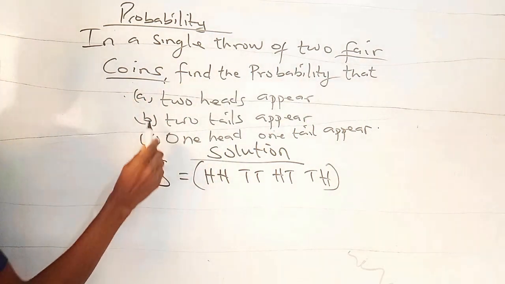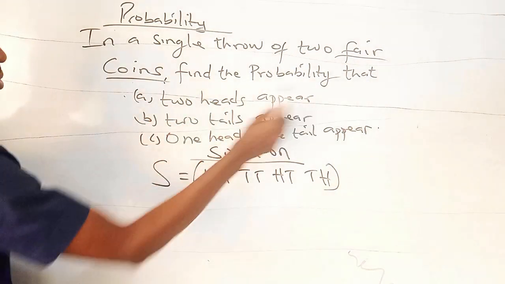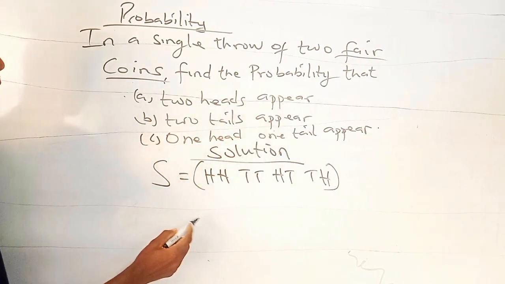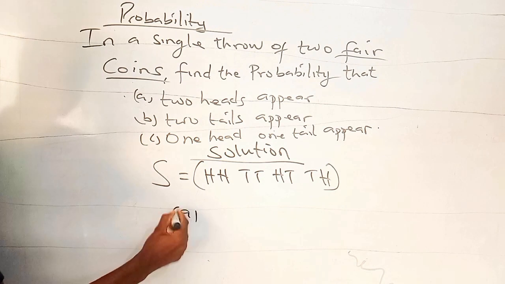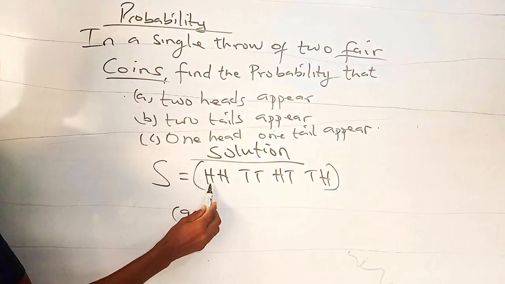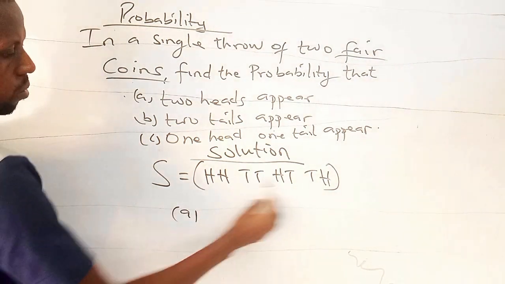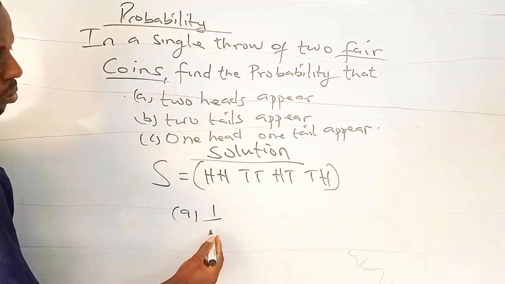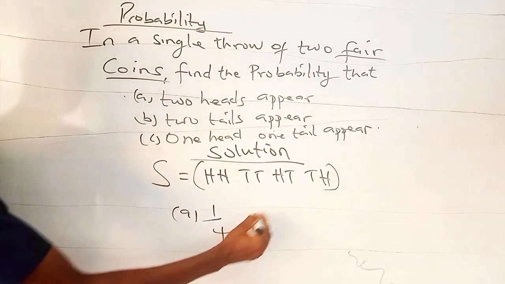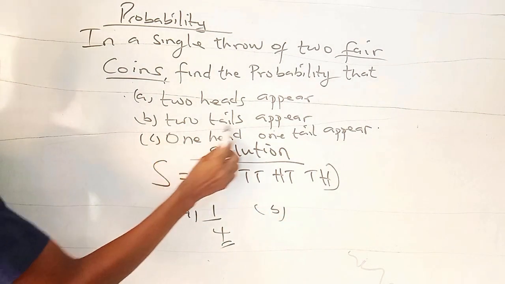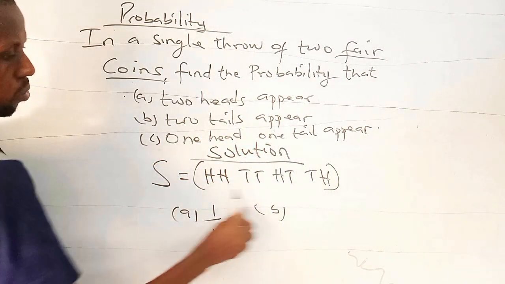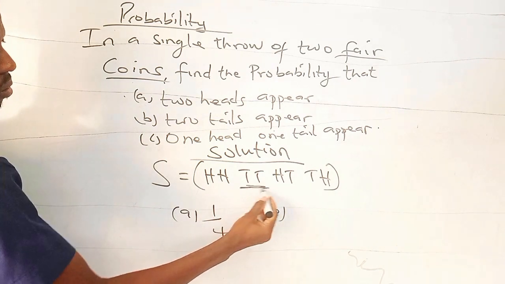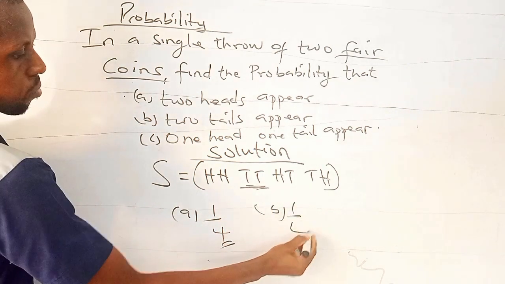So the requirement is we should find the probability that two heads appear. So A, two heads appear is this, two heads appear from everything here, that is 1 over the total number of possible outcomes, which is 4. So we have 1 over 4. The second one is two tails appear. From these possible outcomes, two tails appear, which is this, is still 1 over 4.